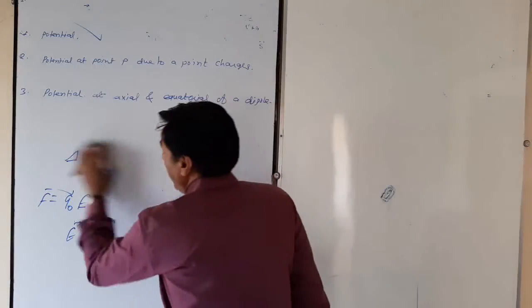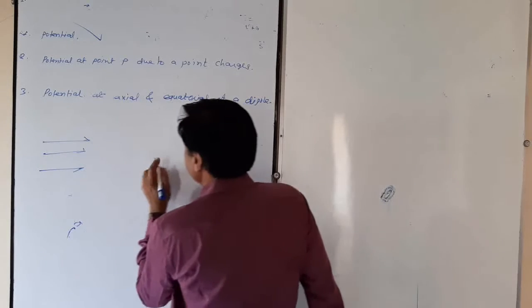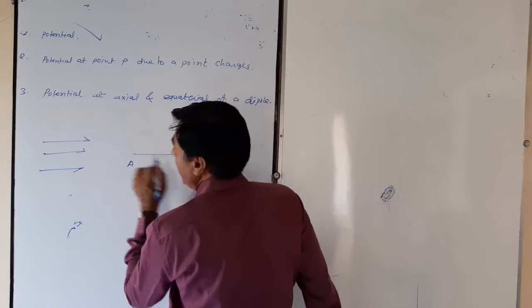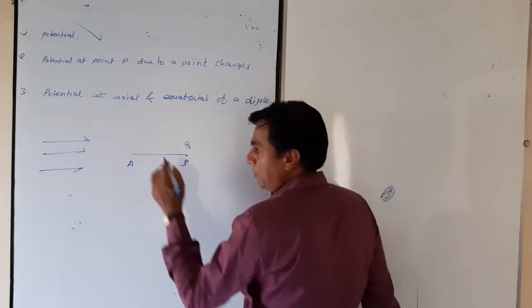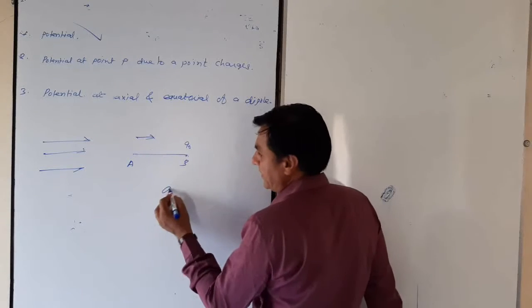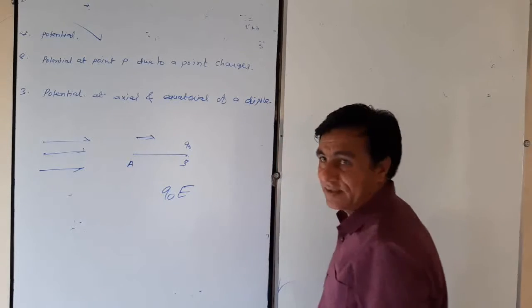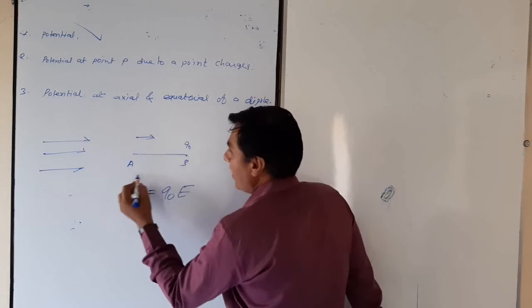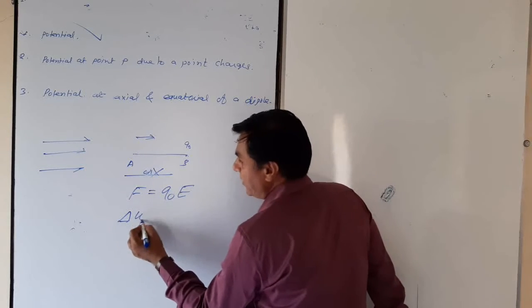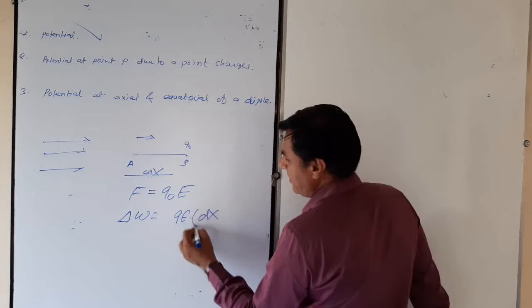Potential difference: suppose it is electric field E, it is point B, it is point A, and you are shifting a charge Q0 from A to B. Already you have to do work against the electric force. So Q0E is the total force. Now, how much work is done by you? Suppose the displacement is dx or delta x. So the total work done by you, delta W, is equal to force times displacement, minus dx.